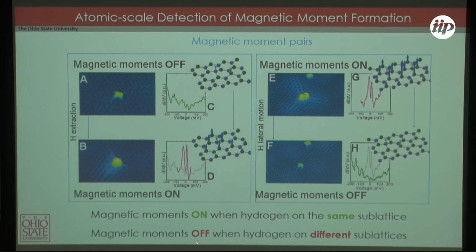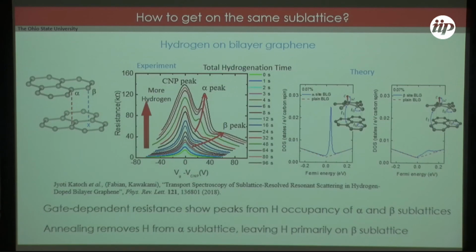But this is the typical behavior that most of the theoretical papers predict. Okay, and the point is that you want to have a ferromagnetic coupling if you are getting the same sublattice. There might be some differences of opinion if you're on different sublattices, but when you're on the same one, people agree, and you're pretty close. That's ferromagnetically coupled. Okay, so how do you get on graphene to get on the same sublattice, right?